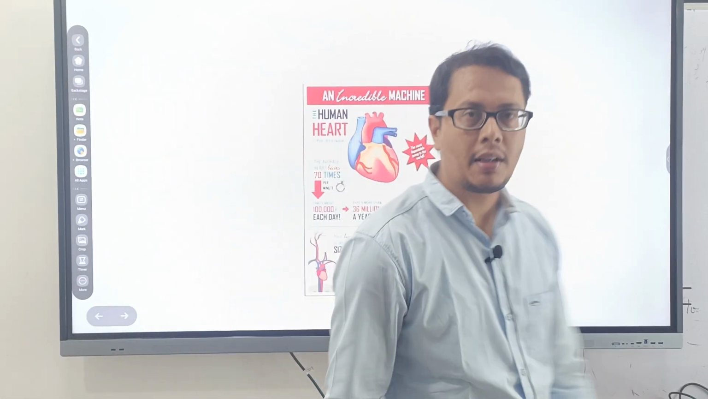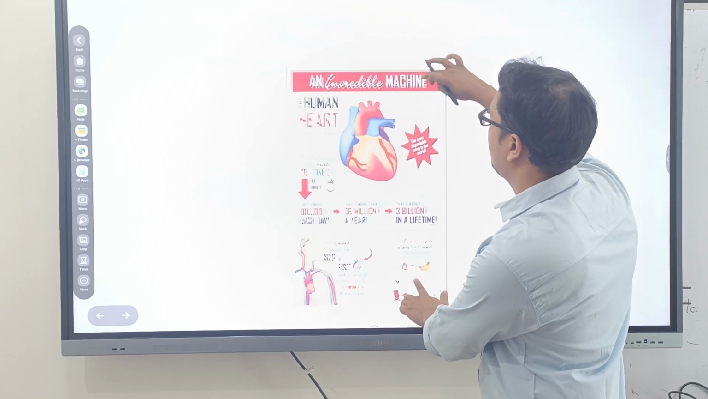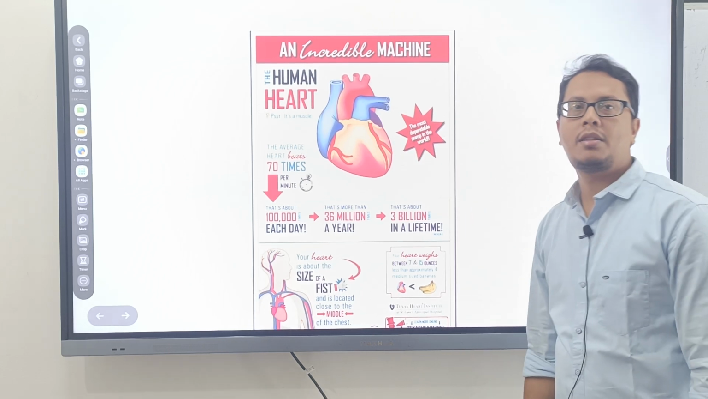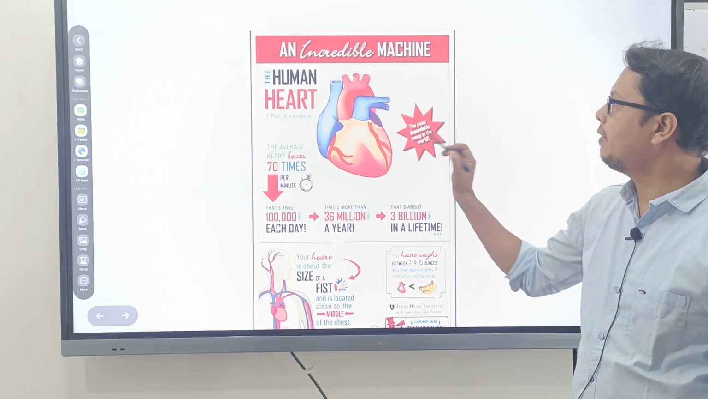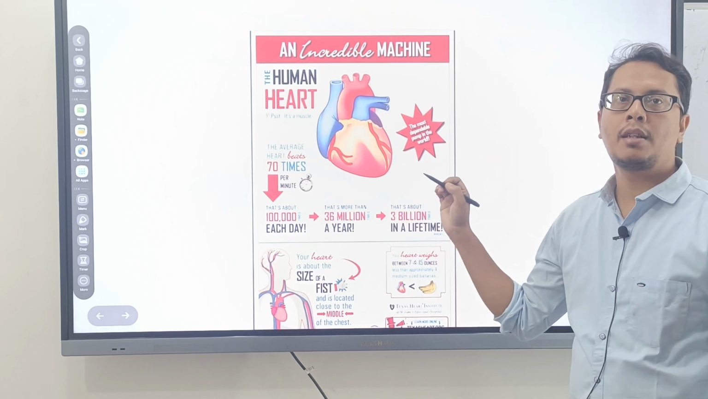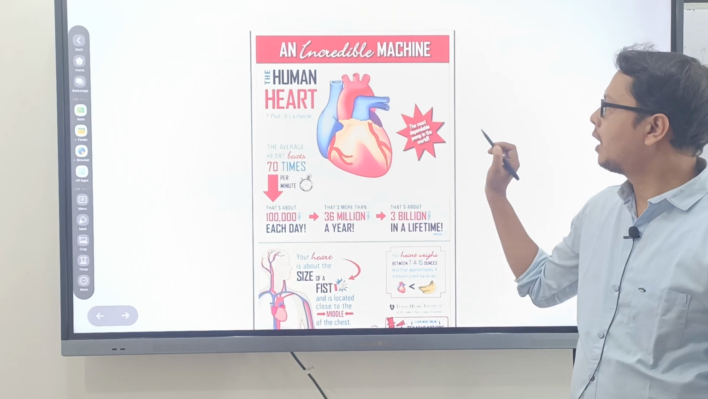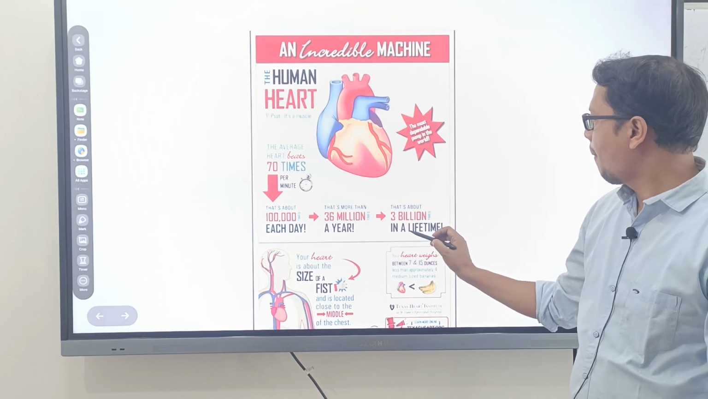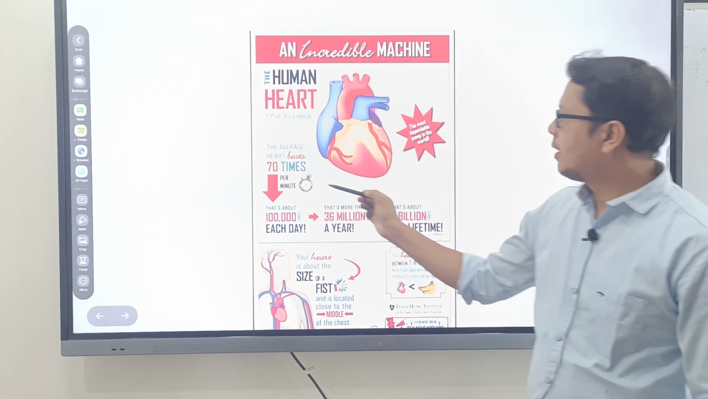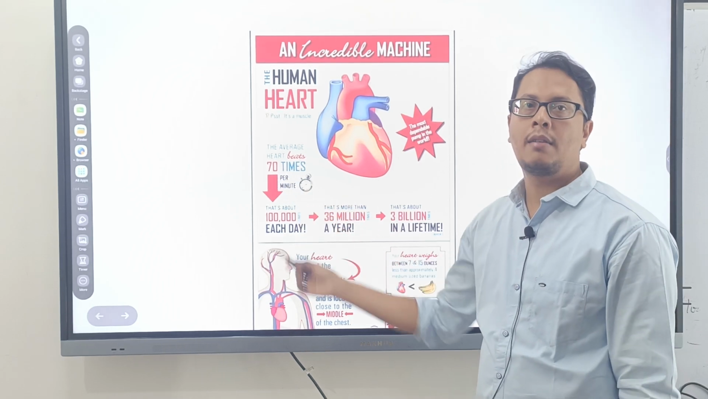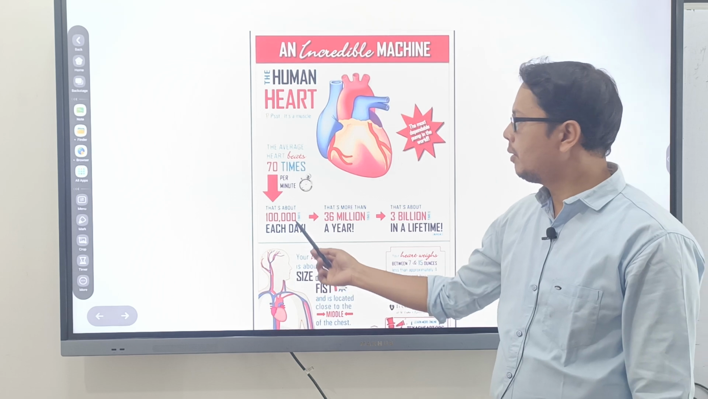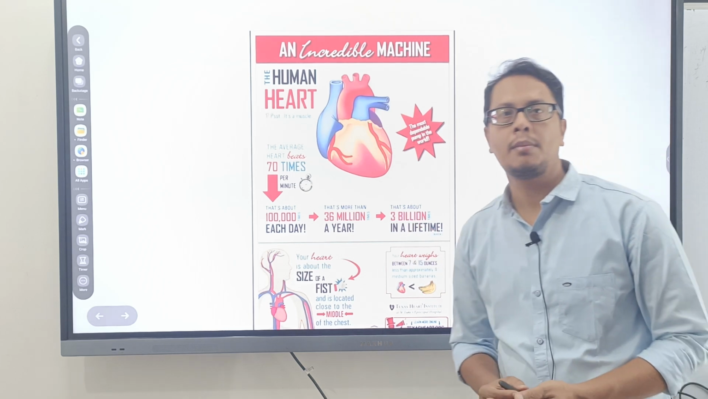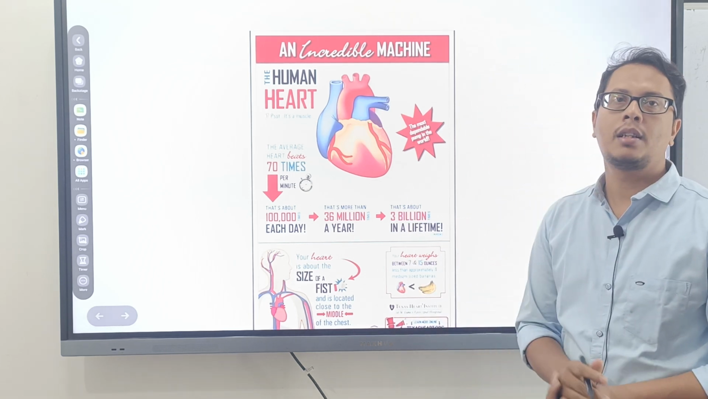Now, there are certain interesting facts about the human heart. The human heart is an incredible machine because this is a very reliable pump. No engineer has been able to design a pump like this. It is one of the most reliable pumps because its number of beats in a lifetime is 3 billion. There are about 70 heartbeats per minute in an average person. Per day that is about 100,000 beats, in a single year 36 million, and in an average person's lifetime 3 billion heartbeats.